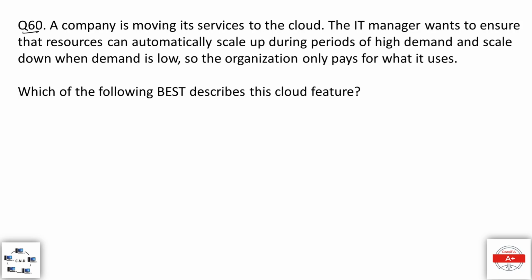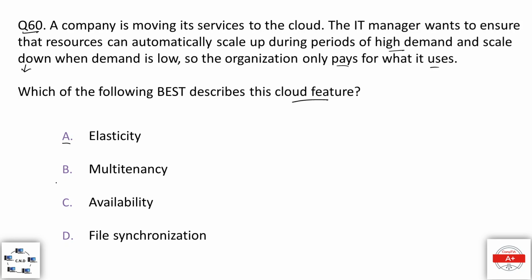Question number 60. A company is moving its services to the cloud. The IT manager wants to ensure that resources can automatically scale up during periods of high demand and scale down when demand is low, so the organization only pays for what it uses. So which of the following best describes this cloud feature? And the options are: option A, elasticity, option B, multi-tenancy, option C, availability, and option D, file synchronization.